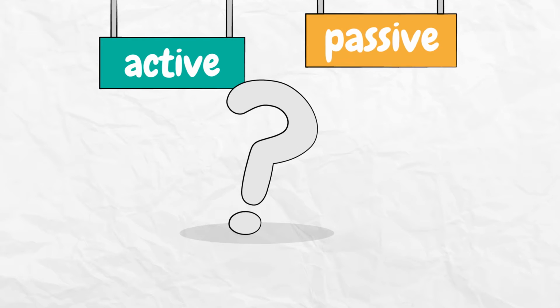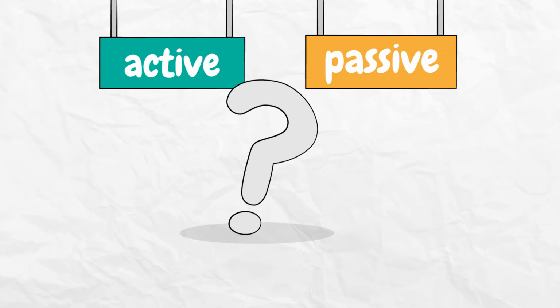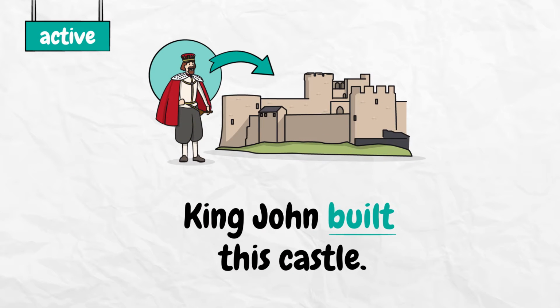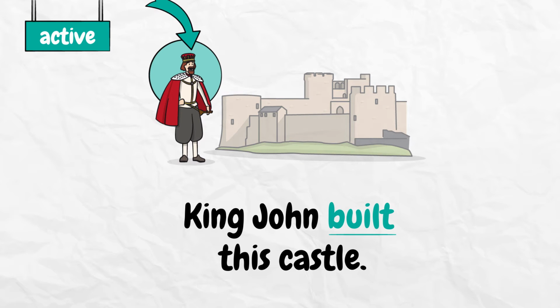Do I choose active or passive? In a passive sentence, we are more interested in an action than in the person who does the action. So, in an active sentence like, King John built this castle, the main idea is King John.